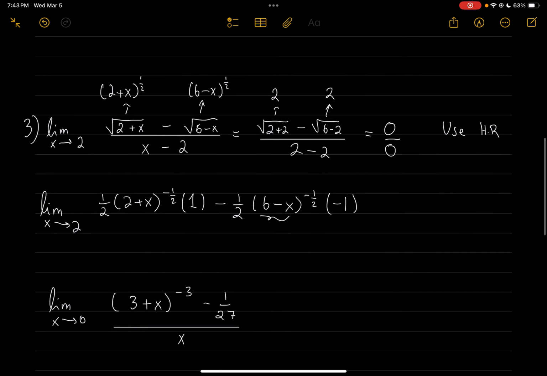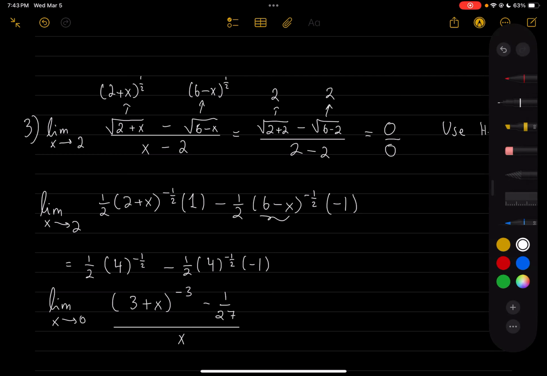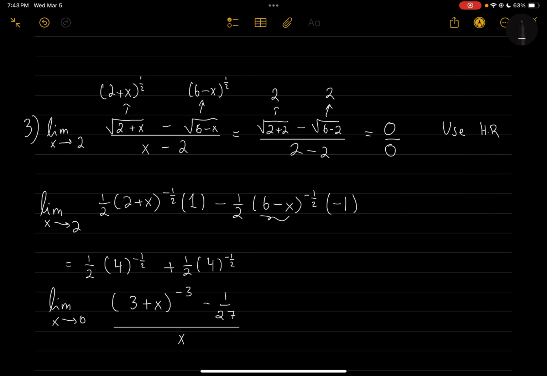So you just keep this the same way. You don't need to write it over 1, obviously. Now you just need to replace x with 2. So it will be equal to half times 4 to the power of negative half, minus half times 4 to the power of negative half, multiplied by negative 1. Now, since you're going to multiply by negative 1, let's erase the negative 1 over here and just replace this with a plus, because negative 1 times a negative number is going to give you a positive number.